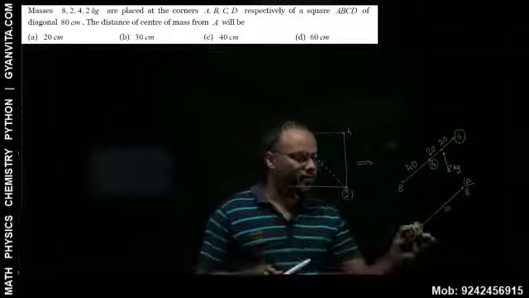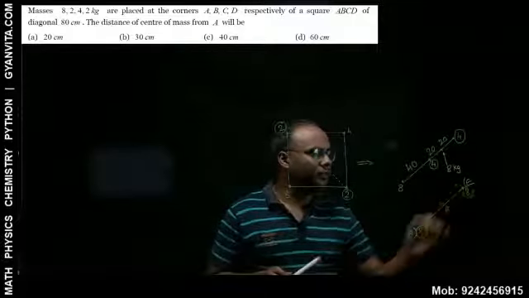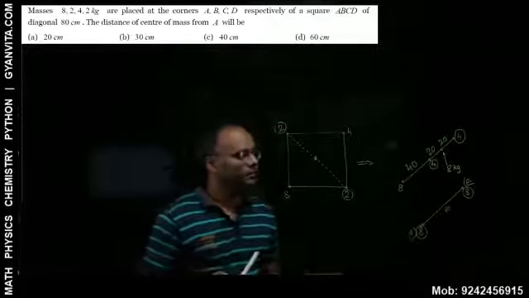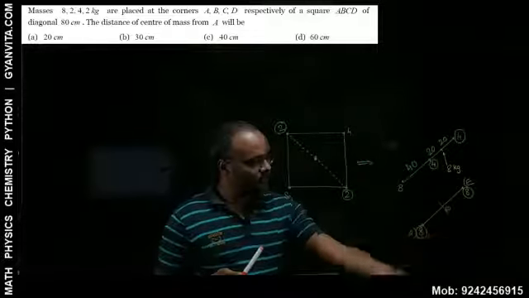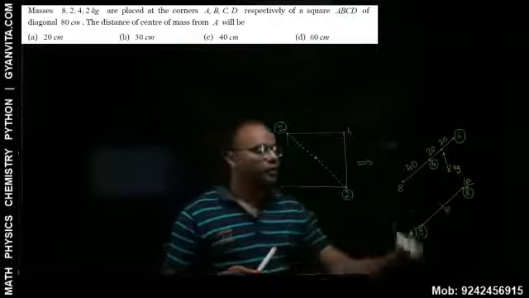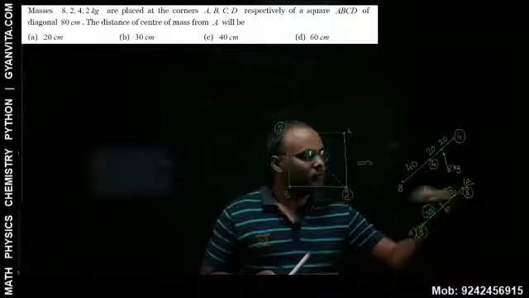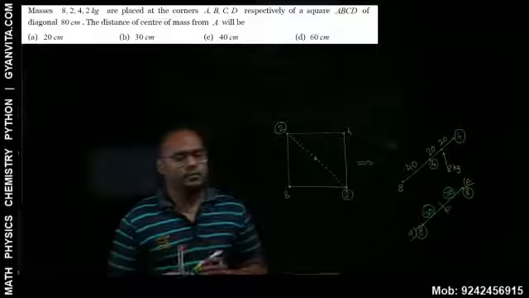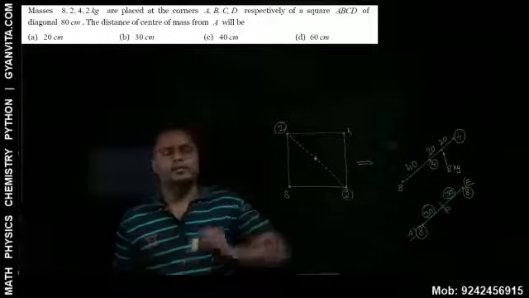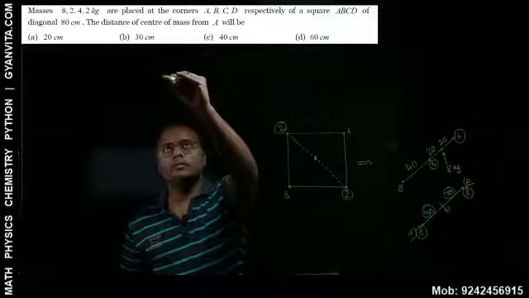Now, are these two masses the same or not? Yes, they are equal. So where will the center of mass be? It will be in the midpoint. So what will the distance be here? 30. Right? And this is your answer. That is 30.